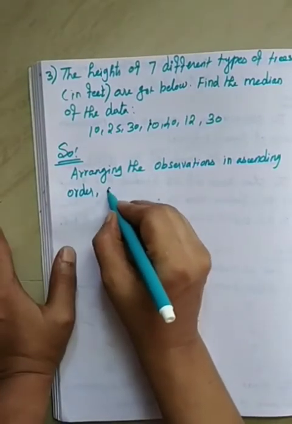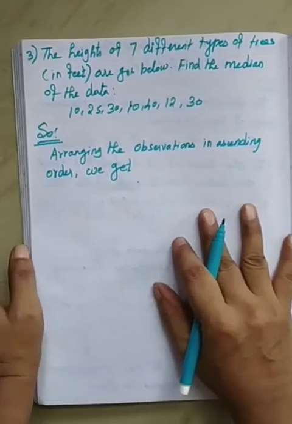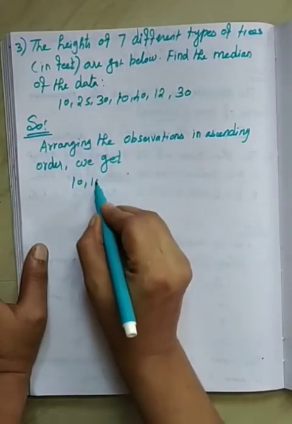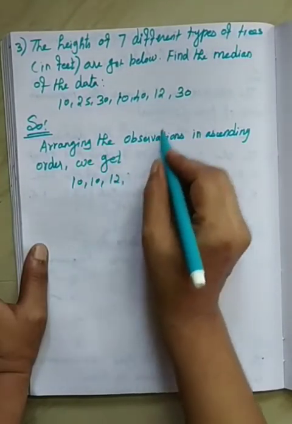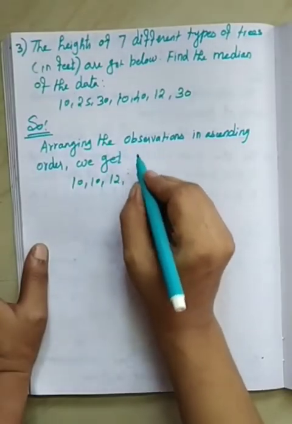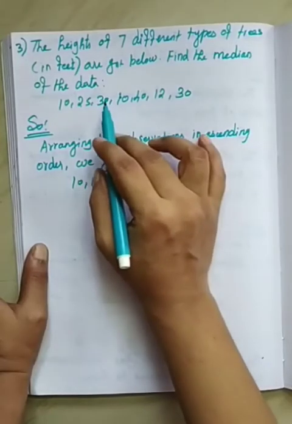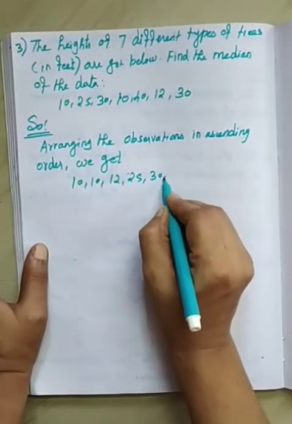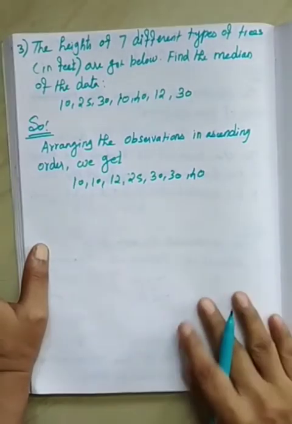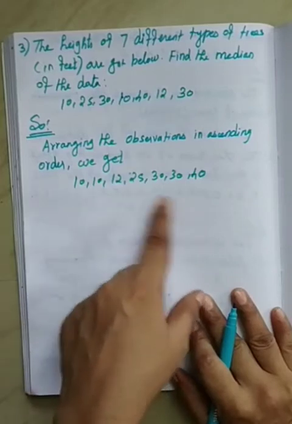Okay, so you have to arrange the data in ascending order first. See, first 10, next 10, 12, 25, then 32 times and then 40. Okay, see, now what is the middle value for the given data?